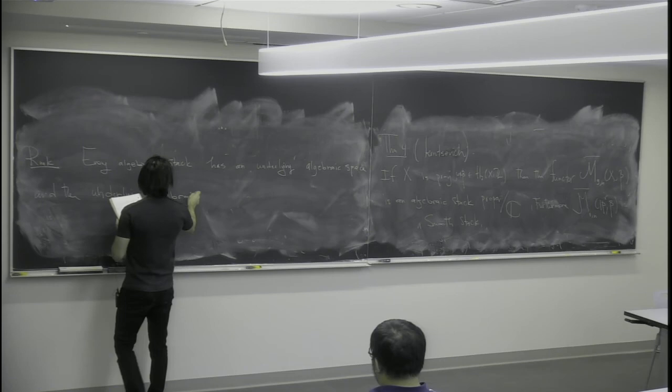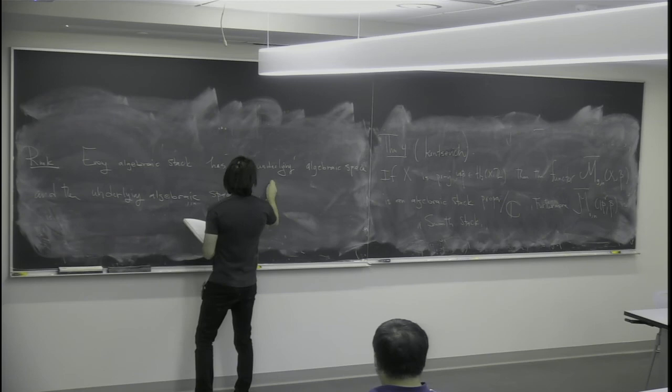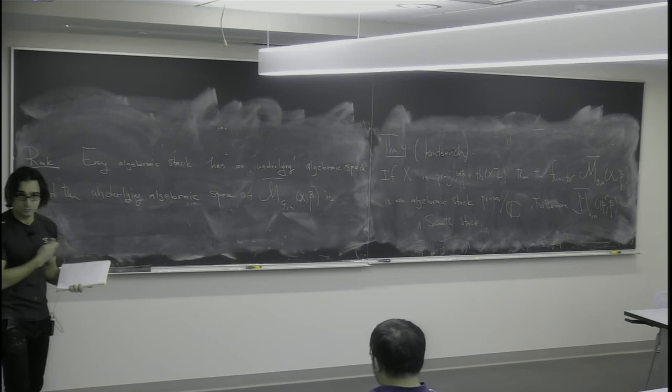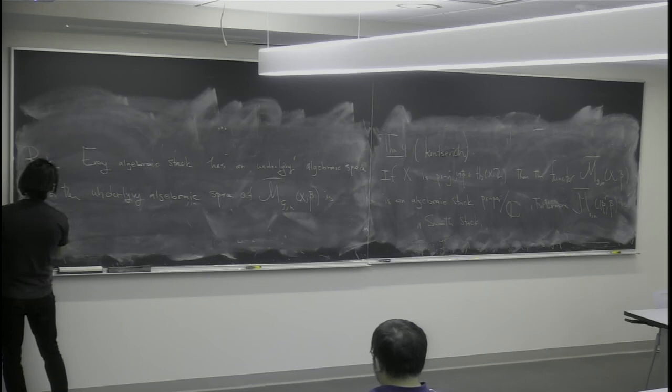Taking the GIT quotient is really hard. You need to look at the stable locus, you need to look at the Mumford-Hilbert criteria of stability and all of those things. Taking the stack theoretic quotient is much, much, much, much easier. Let's just use the definition. The relation between the two, I think, is amazing. Okay. All right.